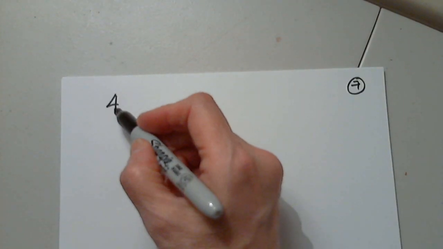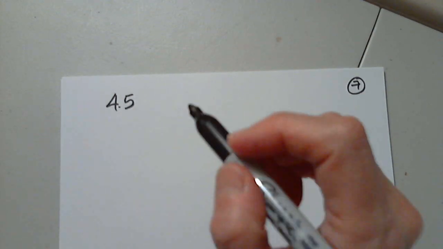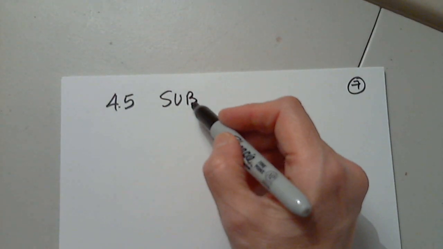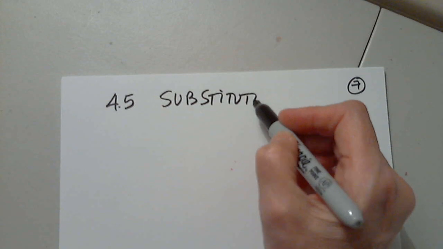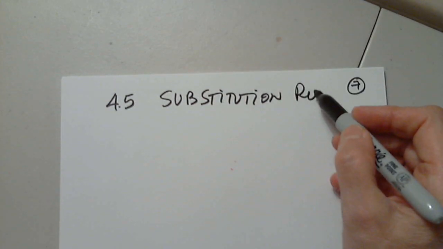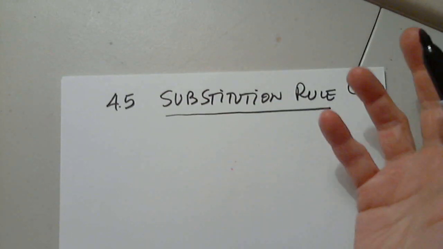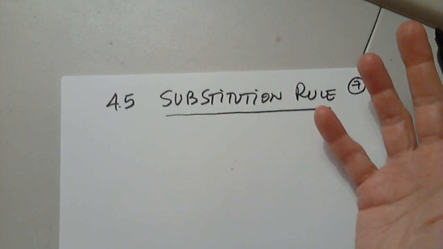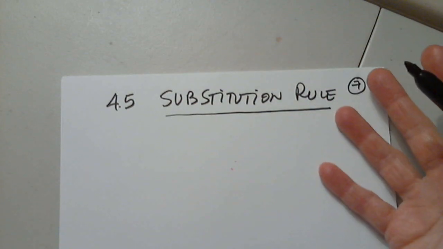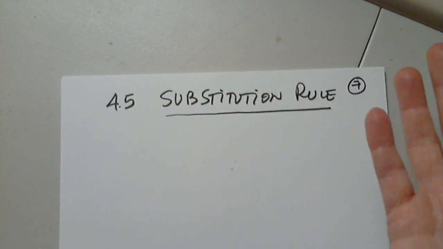I don't know how far we can get into the last section of this chapter, but we'll try. Slowly but surely. Page 7. The last section of chapter 4 deals with the substitution rule. When is the substitution rule used? It is used when it simplifies something. If it doesn't simplify, I'm not going to substitute.